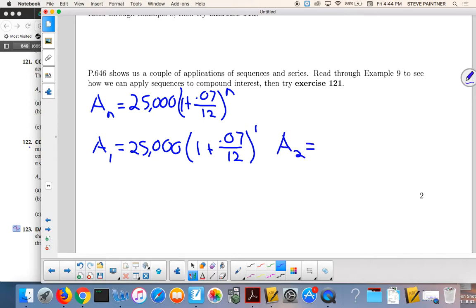So a sub 2, after 2 months, our amount would be, again, 25,000, our initial amount, times 1 plus 0.07 divided by 12 to the second power. So the first term, once we compute that, tells us how much our money is now worth after 1 month. This tells us how much money we have after 2 months. I'll let you compute the next terms on your own. I think that's relatively straightforward.